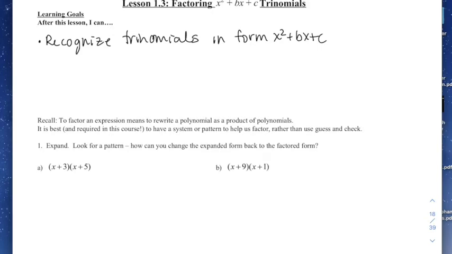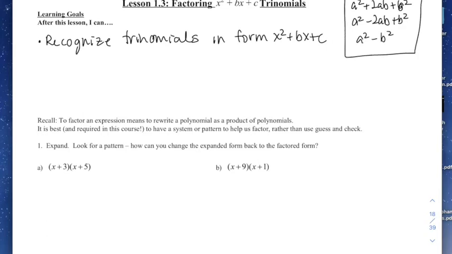The reason it's important to recognize it is because we want to be able to distinguish it as different from these three that we've already seen. We've already seen these three forms in a previous lesson, and we want to recognize this form as being x squared plus bx plus c, as opposed to anything else.